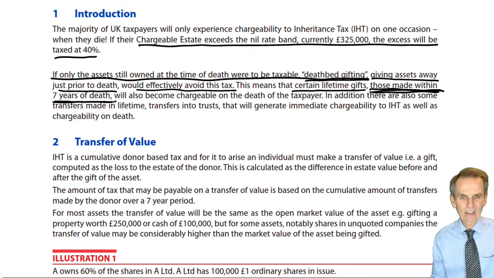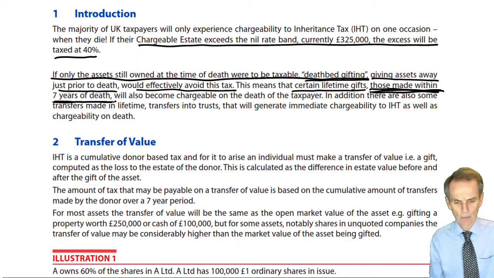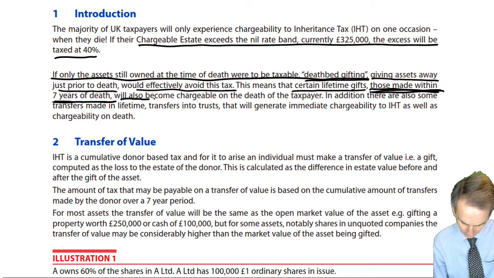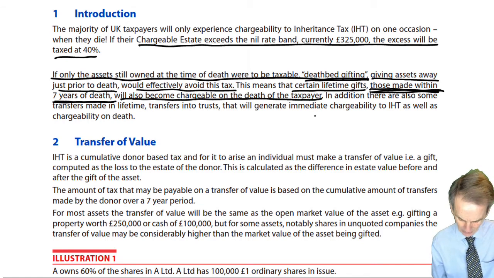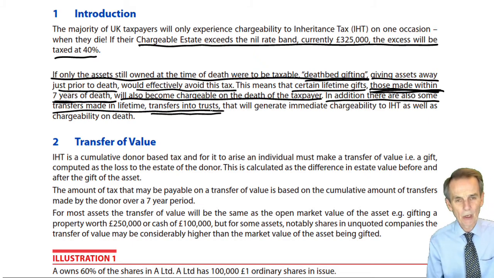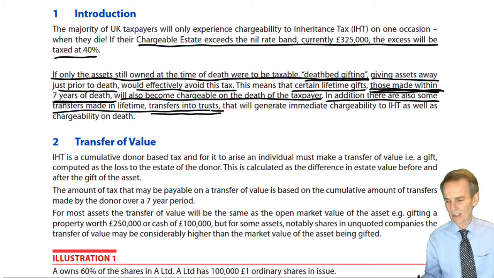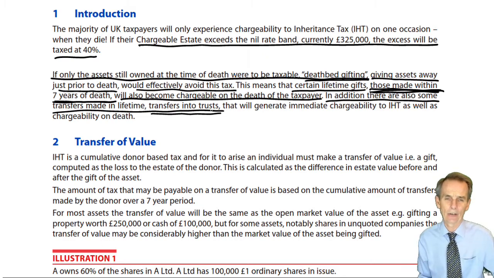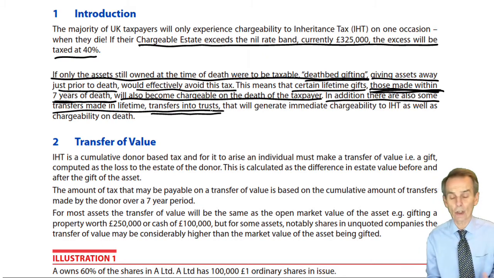So any lifetime transfers made within the 7 years before the date of death that are not exempt transfers would now become chargeable on the death of the taxpayer. In addition to this, there are also some transfers made in lifetime into trusts. You don't have to worry about the significance of trusts or any detailed knowledge of them. Just think about a trust as being a separate taxable person.